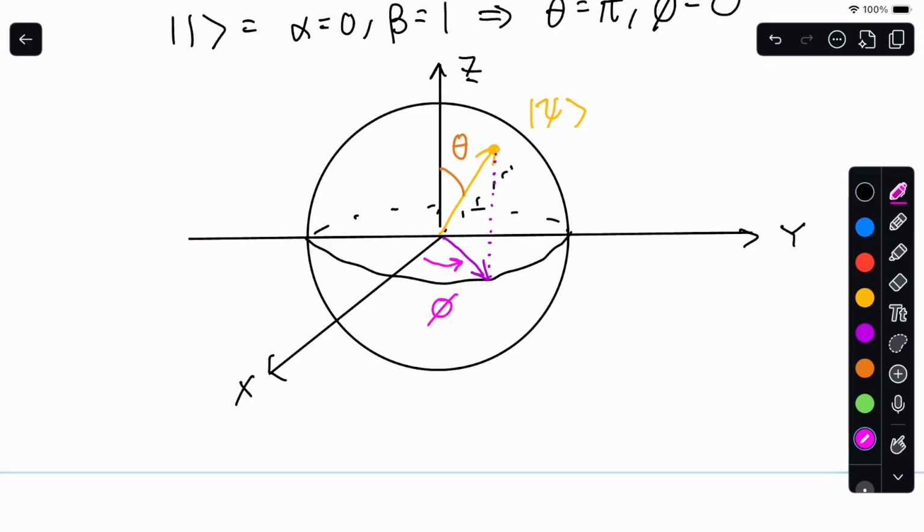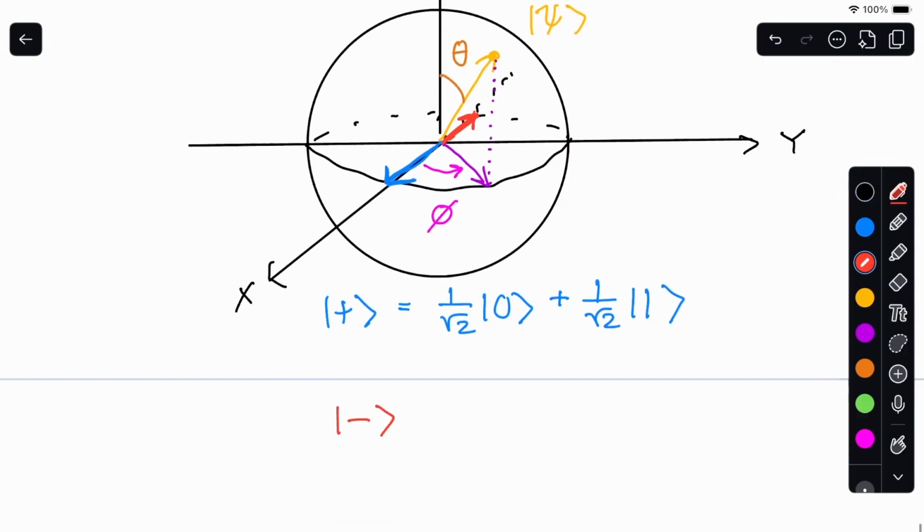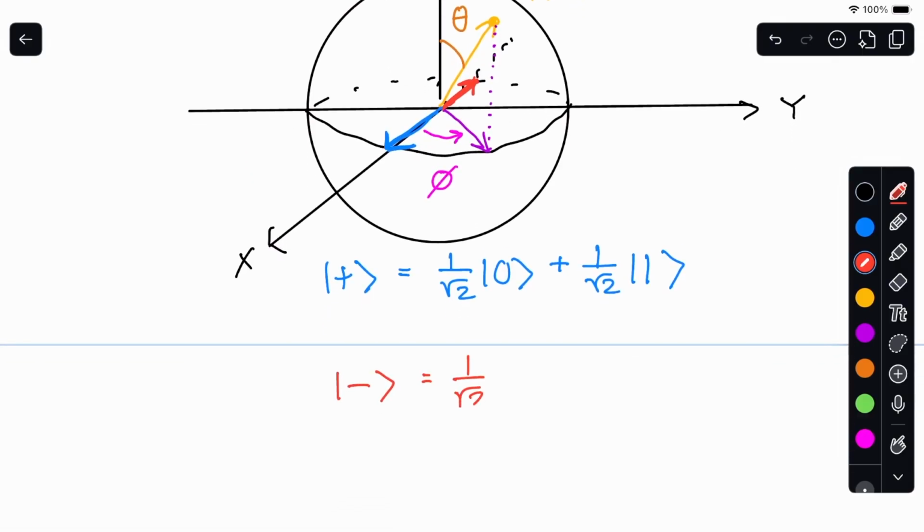We'll come back to look at this in more detail later, but I will point out two other really important states on the sphere. So one is pointing along the x-axis, where we call this the plus state. And you can check for yourself that this is 1 over root 2 times the 0 state plus 1 over root 2 times the 1 state. And you can also check for yourself that if we do the same thing on the minus x-axis, we would get what we call the minus state, which is 1 over root 2, 0 minus 1 over root 2, 1.